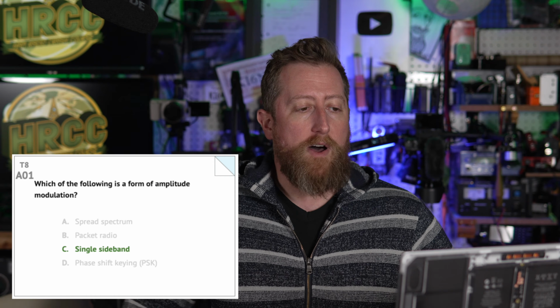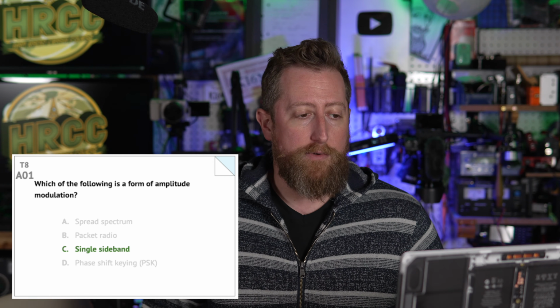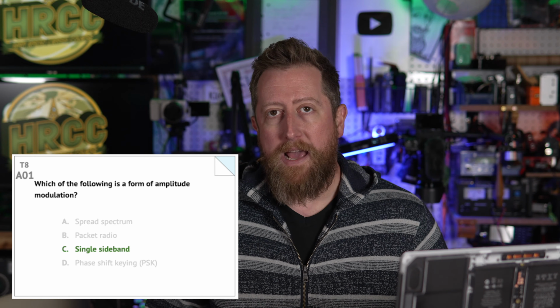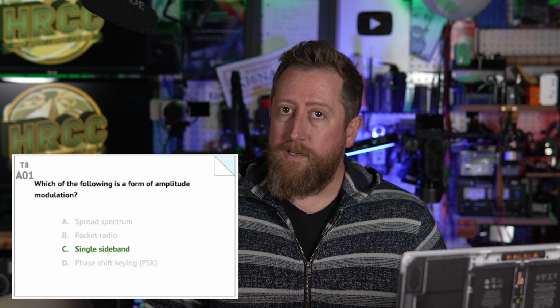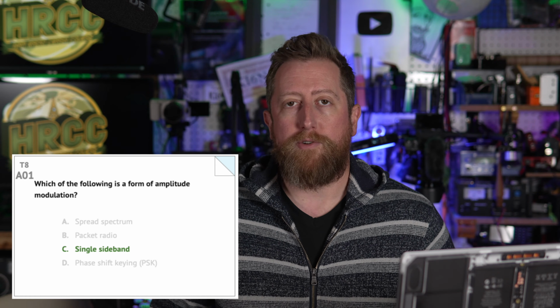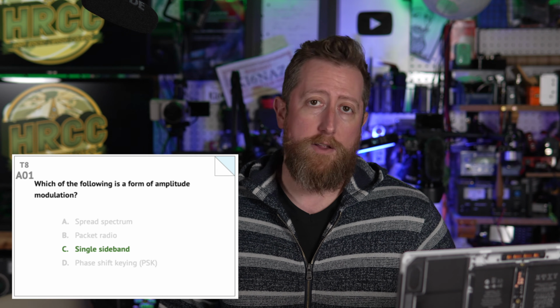This is question alpha 01. Which of the following is a form of amplitude modulation? And it is C, single sideband. You're going to hear that a lot. Single sideband is the primary voice mode of operation for high frequency radio work. You're going to hear a lot more of that in this subsection.